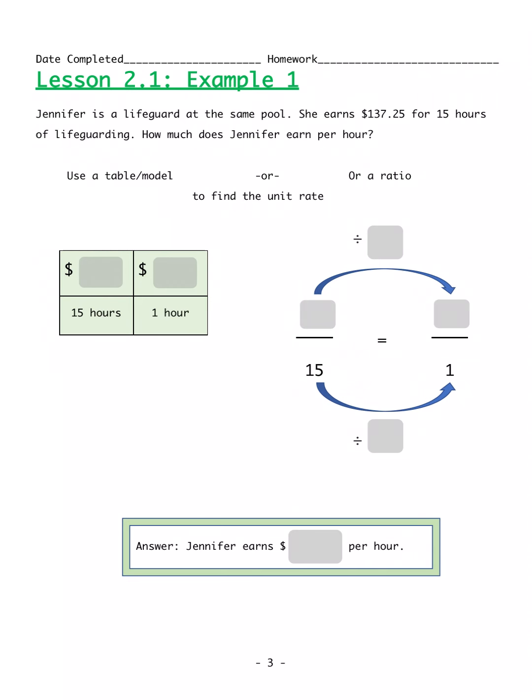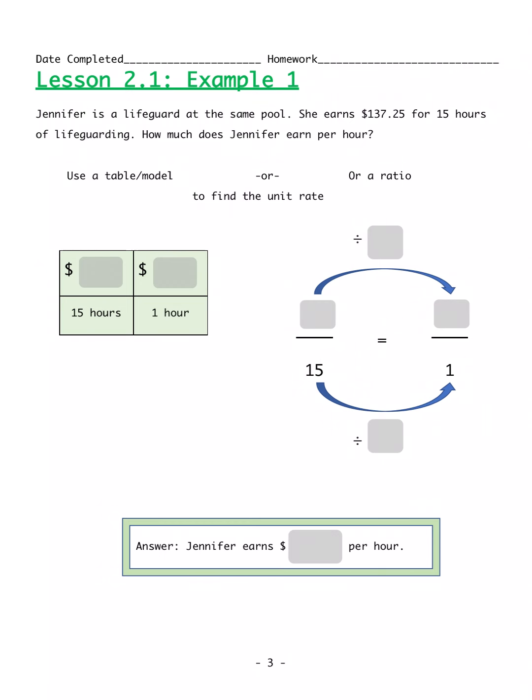Now, Jennifer is a lifeguard at the same pool. She earns $137.25 for 15 hours of lifeguarding. How much does Jennifer earn per hour? We can either use a table or a ratio to find the unit rate. So we're going to use the table by figuring out how do we get from 15 hours to 1 hour.